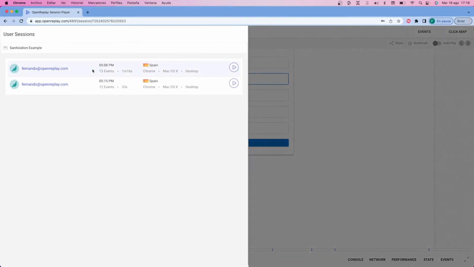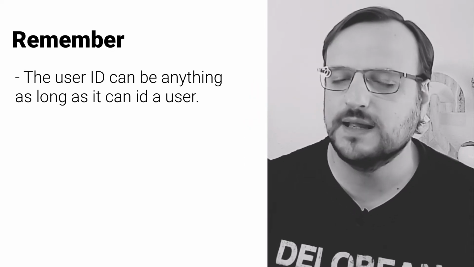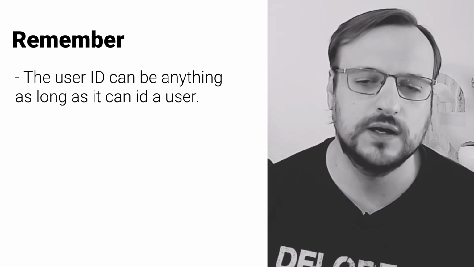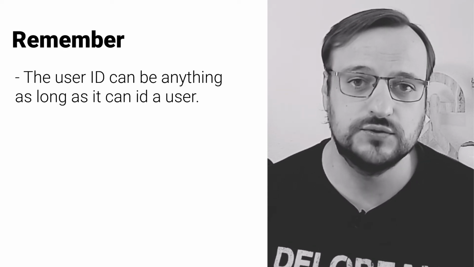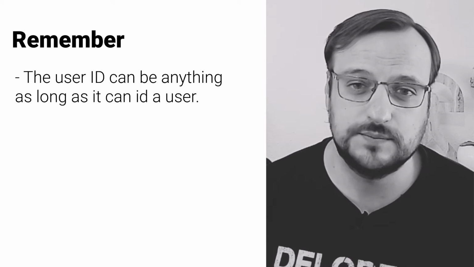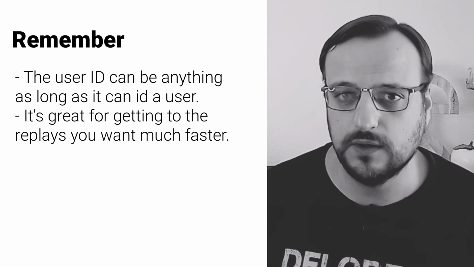This is something that will come really handy if you're trying to go through a set of sessions of a user that is complaining about a bug, or if you're trying to understand exactly how one particular user is interacting with your system. And that's it. That's all you have to do to associate your users to your replays. Remember that the user ID that you use can be anything you want. I've used this email address in this example, but you can definitely use whatever you choose. As long as it's a valid string and it can uniquely identify your users for your convenience, then whatever you use is perfect. This is a very useful feature for searching purposes, so you can get to the replays that you care about much faster.